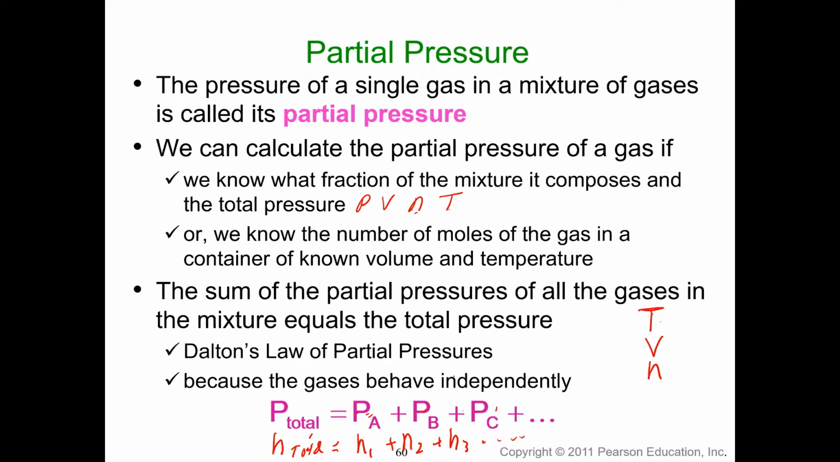And if you look at the ideal gas equation, if you were to write the ideal gas equation for this, considering what we just said, you can say that pressure total times V, because we have a PV, is equal to N total RT. You see where I'm getting that? This would be for the total.